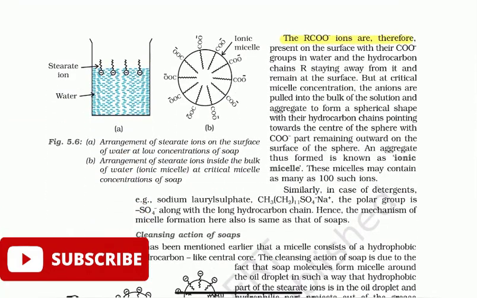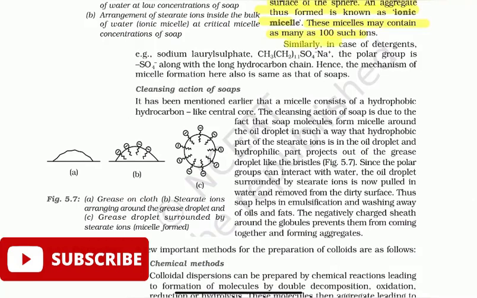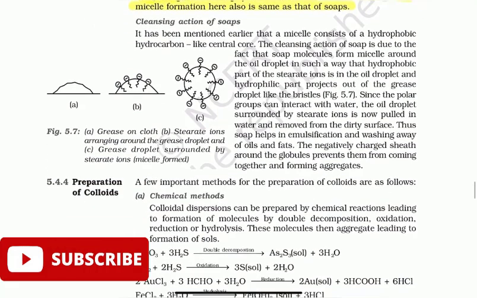These RCOO⁻ ions are therefore present on the surface with their COO⁻ groups in water, and the hydrocarbon chains staying away from it, remain at the surface. But at critical micelle concentration, the anions are pulled into the bulk of the solution and aggregate to form a spherical shape with their hydrocarbon chains pointing towards the center of the sphere, with the COO⁻ part remaining outward on the surface. An aggregate thus formed is called an ionic micelle. These micelles may contain as many as 100 such ions. Similarly, in case of detergents, for example sodium lauryl sulfate, the polar group is SO4⁻ along with the long hydrocarbon chain. Hence, the mechanism of micelle formation here is also the same as that of soaps.